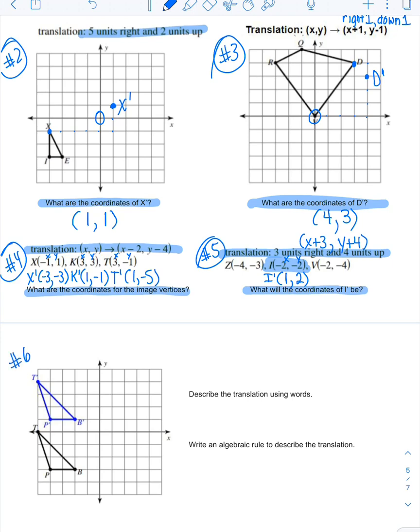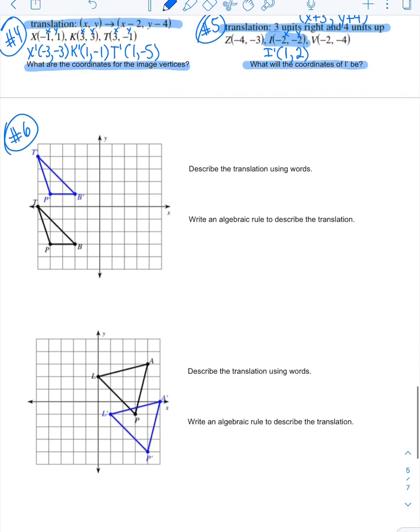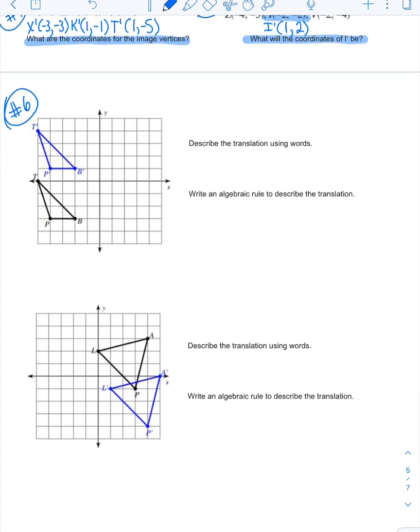And last but not least, sometimes they'll give you both pictures and ask you to find the rule. So here's how we do that. First, we make sure we know which one is the pre-image or the start and which one is the image or the second picture. And I can see that the picture down here only has the letters. So that's going to be my start. That's going to be my pre-image. And I notice up here that these letters have that apostrophe, or they're prime. So that's my second picture. And then you pick a point. It does not matter which one. You pick any of the points and you decide if you go left or right, up or down.